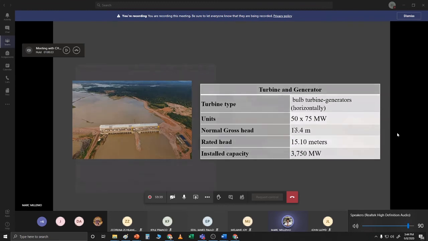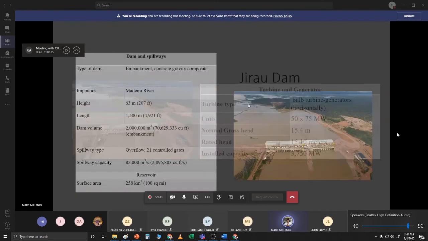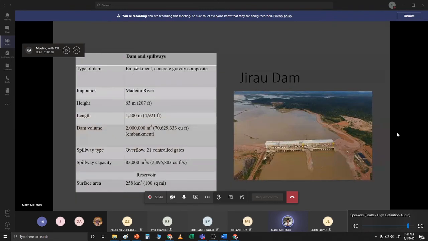3,750 megawatts. For the dam and spillways, the type of dam is embankment. The impounds is Madeira River. The height for it is 63 meters. And the length is 1,500 meters. The dam volume is 2 million cubic meter. The spillway type is overflow with 21 control gates. The spillway capacity is 82,000 cubic meter per second. And for the reservoir, the surface area is 258 square kilometer.